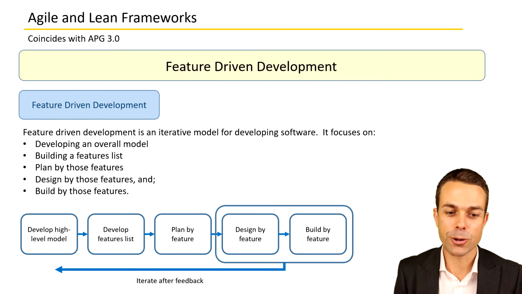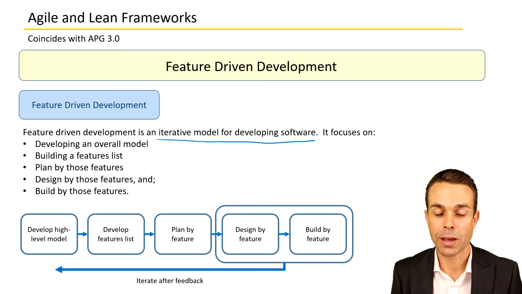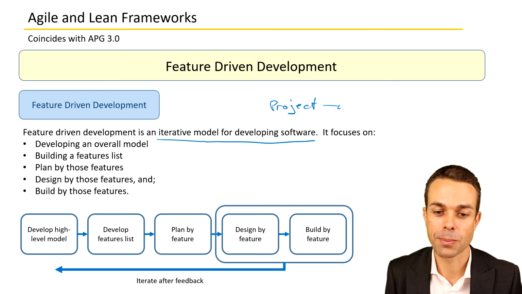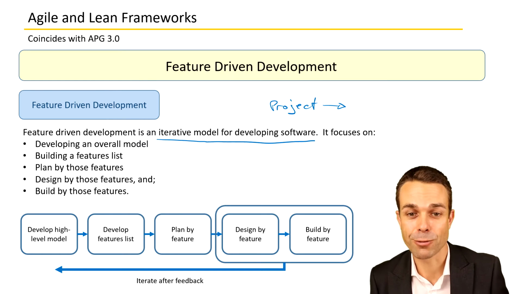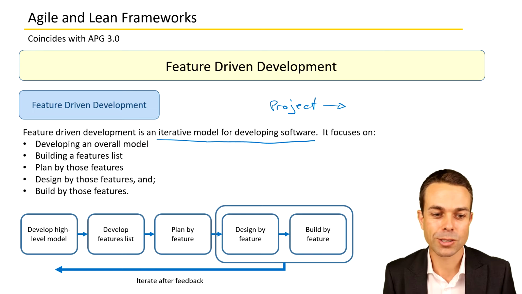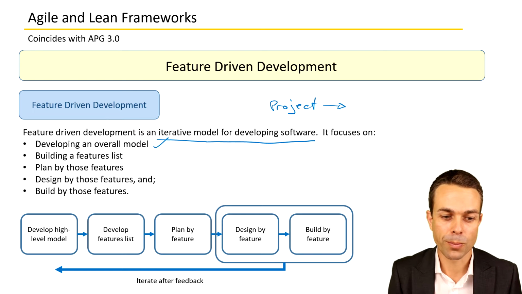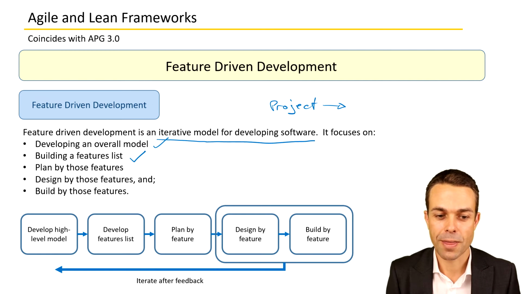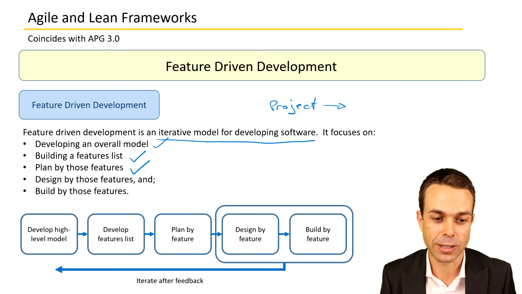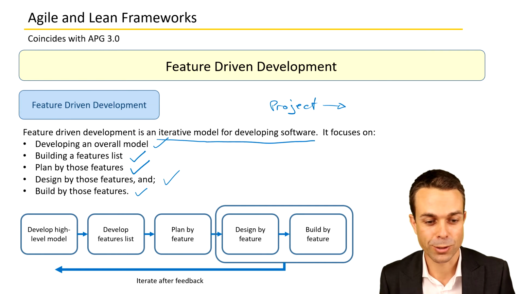Feature-driven development is an iterative model for developing software, or it could be for developing a product. And with any project, we're developing a product for a customer, and that should add value for the customer. So it could be software, or it could actually be a product as well. It focuses on developing an overall model, building a features list, then planning by those features, and then designing by those features, and ultimately building by those features.